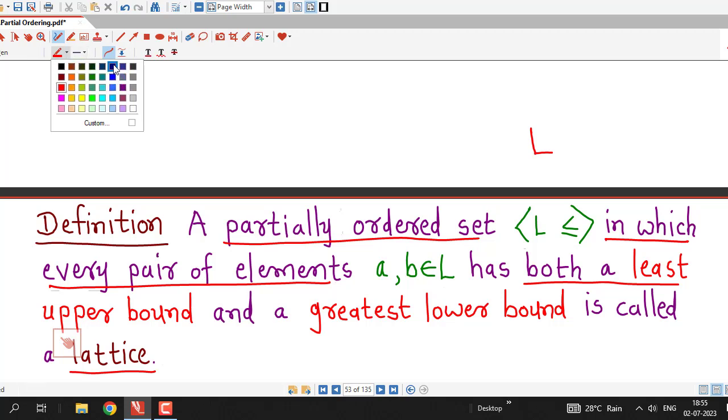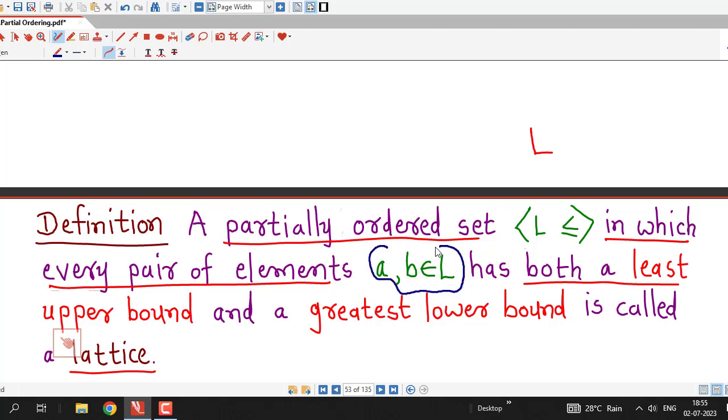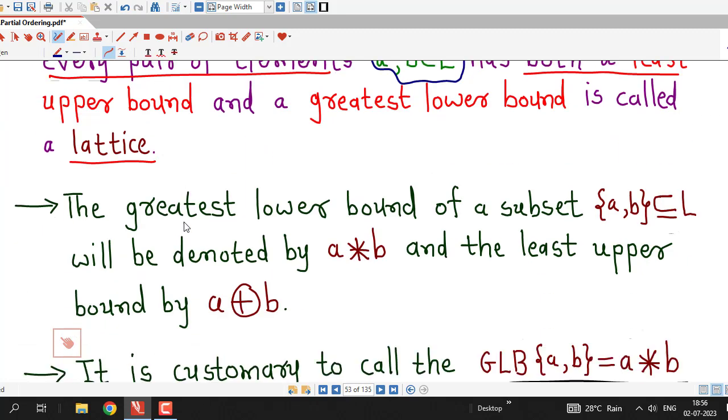So to check whether a given poset is a lattice or not, you have to check for every pair of elements whether this subset A, B has a least upper bound as well as a greatest lower bound or not. If we can find at least one pair which does not have either a least upper bound or a greatest lower bound, then our set is not a lattice.